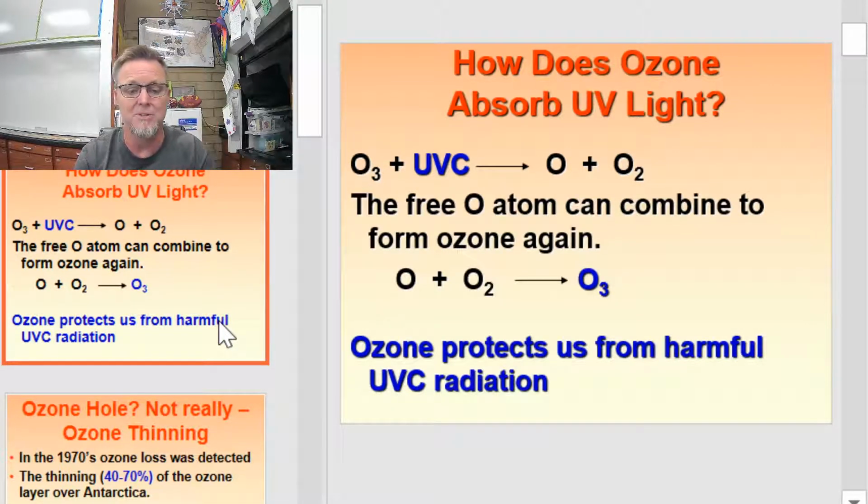Now, how does ozone absorb UV light? Well, just the same as what you just saw here. O3, when struck by UVC, will split into oxygen gas and then singlet oxygen. That free oxygen atom can then combine to form ozone again. So it's like ozone is constantly being made and broken, made and broken, made and broken. And that's how it shields us from that UVC. Ozone protects us from harmful radiation by taking the blow for us instead of allowing the genetic material in our cells to take the blow.